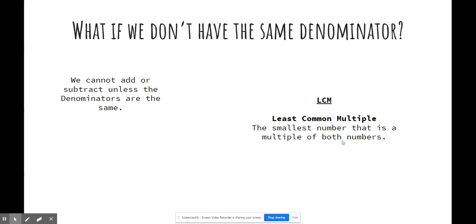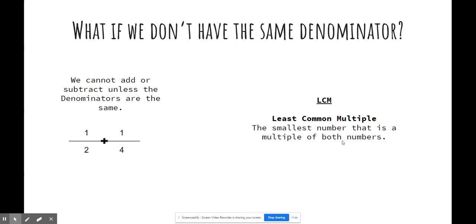Now, what happens if we don't have a common denominator, right? We cannot add or subtract unless the denominators are exactly the same. So on our left-hand side, we have 1/2 plus 1/4. And on our right, it says LCM, or least common multiple. Now that is the smallest number that is a multiple of both numbers.